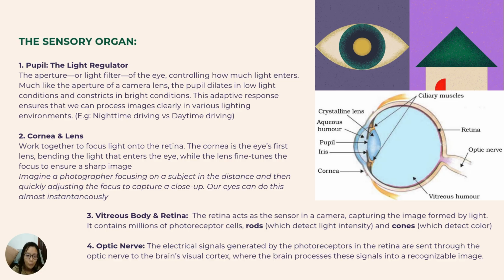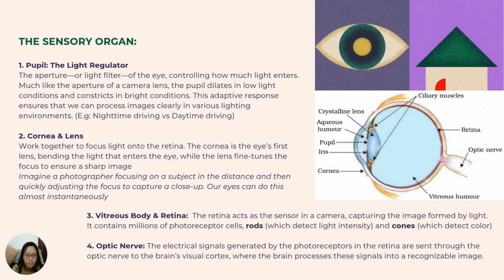For example, when you walk into a dark movie theater, your rods are activated by the dim lighting, helping you adjust to the low light environment. And once you sit down and the movie begins, your cones will take over, allowing you to see vibrant color and details on the screen clearly.